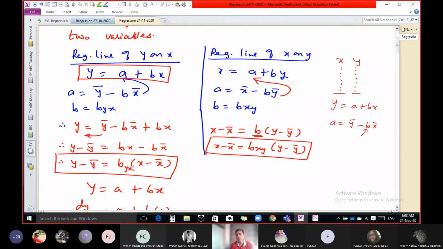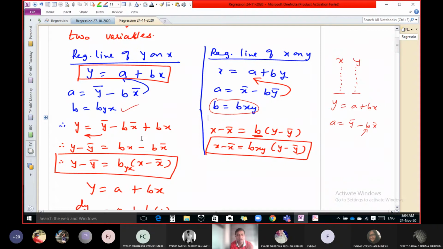To calculate b, there are a number of ways. If it is the regression line of y on x, then this b is denoted by byx. If it is the regression line of x on y, then b is denoted by bxy. So byx is known as the regression coefficient of the regression line y on x, whereas bxy is the regression coefficient of the line x on y.